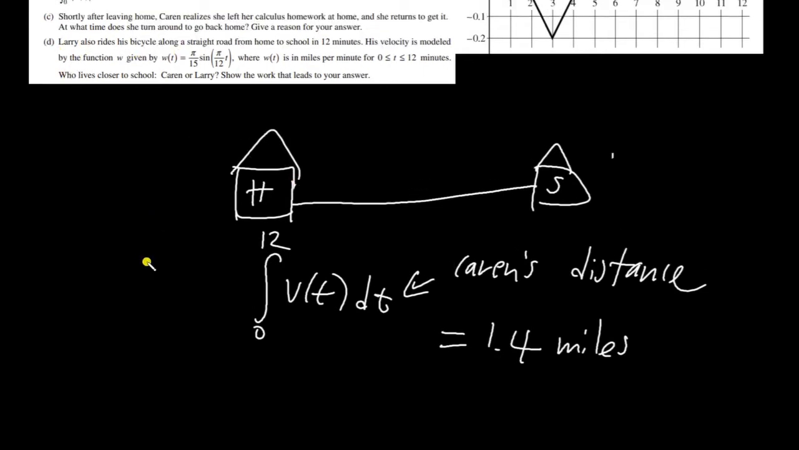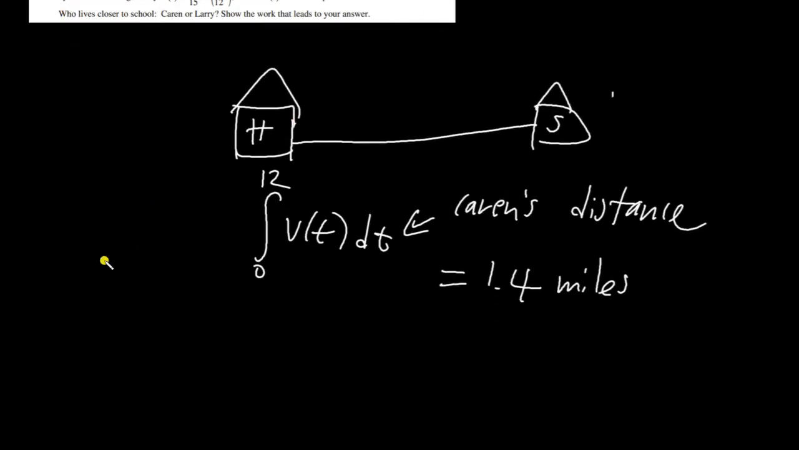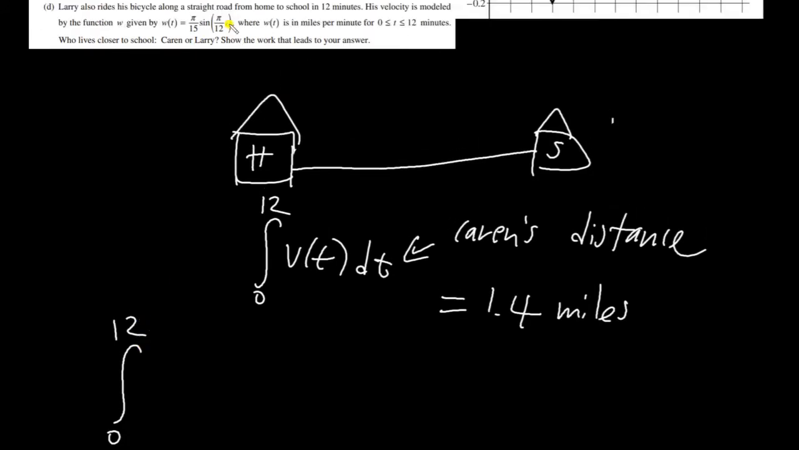My friend Larry. And to find Larry's distance, we have to take the integral from 0 to 12 of his velocity function. What's his velocity function? It's w of t. Yeah, w of t. If you take the integral of this from 0 to 12, you just put this in the calculator and evaluate the integral, and you will get 1.6 miles.